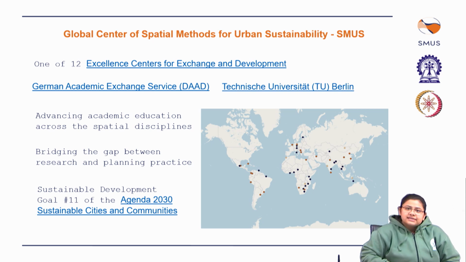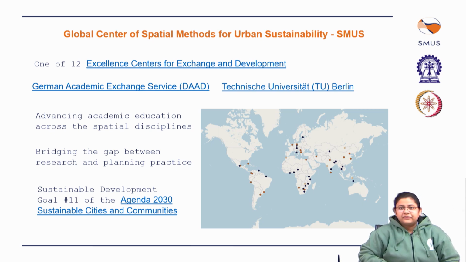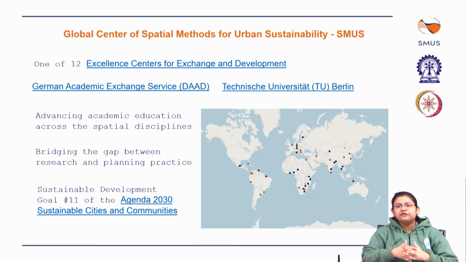On the right side of the screen, you see a map. This map shows the various SMUS centers across the globe, and you will see that it is concentrated mostly in the global South, because that is part of their sustainable development agenda, Goal 11, that is to develop sustainable cities and communities as part of the 2030 agenda of the UN, to bring together the nations of the global South who face various unjust practices and inequalities regarding the attainment of their SDG goals.